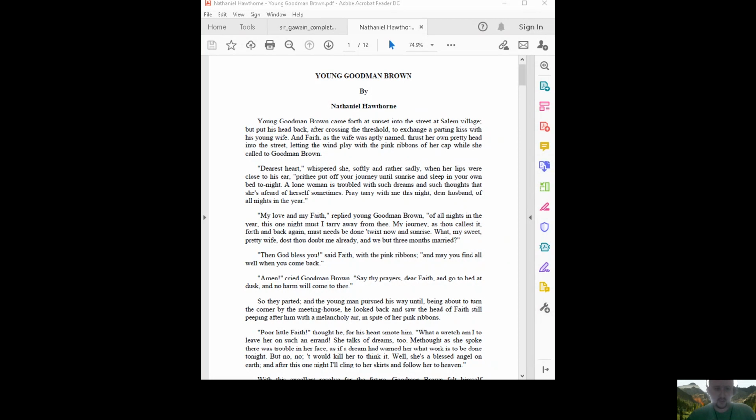Young Goodman Brown came forth at sunset into the street of Salem Village.